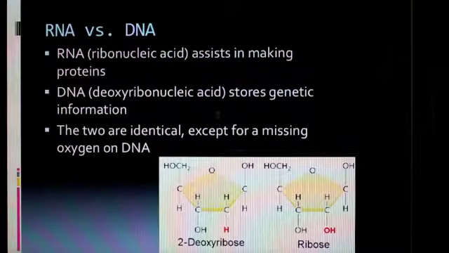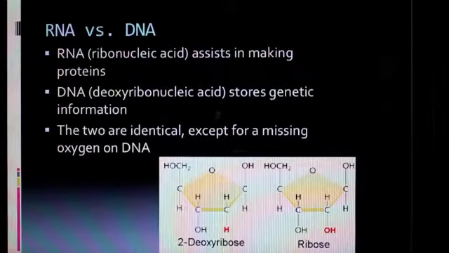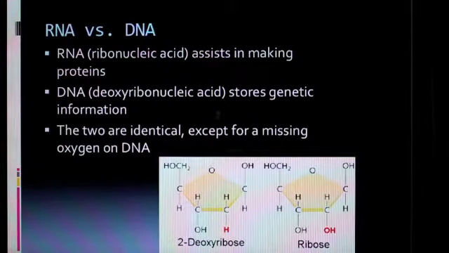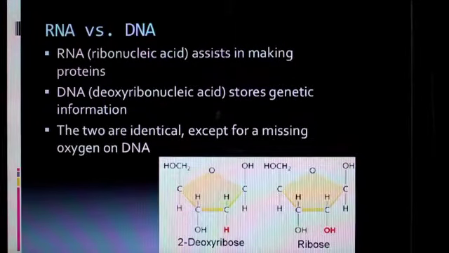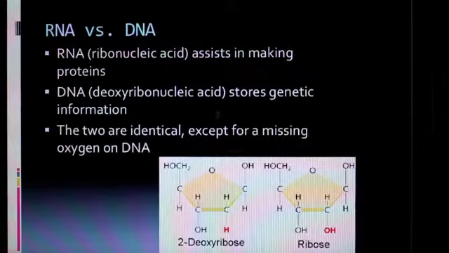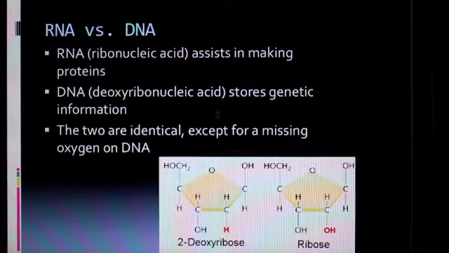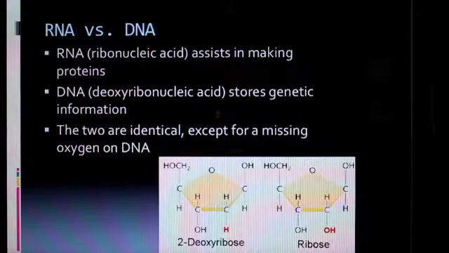Now, RNA and DNA are two ways your cell can store information. RNA, or ribonucleic acid, assists in making proteins. So you use RNA as the instructions to make proteins. DNA, or deoxyribonucleic acid, stores genetic information. The two of them are identical, except for one oxygen.